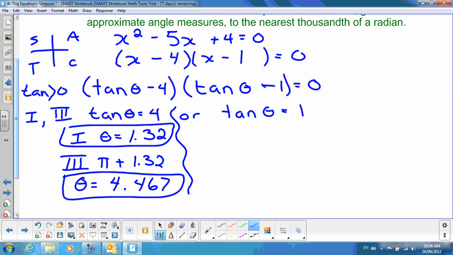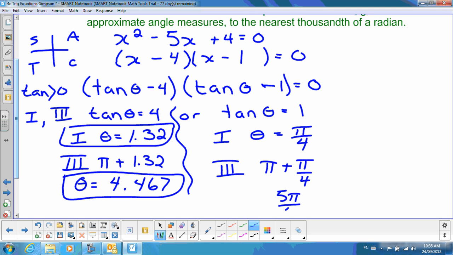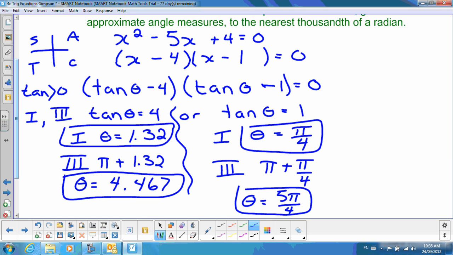Now, from this other side, we want values where tan theta is equal to 1. Well, I know that the tangent of pi over 4 is equal to 1. So in quadrant 1, then, theta would just be pi over 4. In quadrant 3, theta would be pi plus pi over 4. Pi plus pi over 4 is 5 pi over 4, would be the other solution. So I actually end up with 4 different solutions this time.